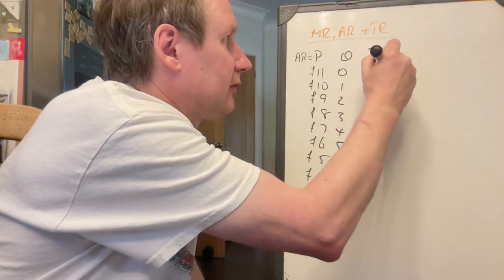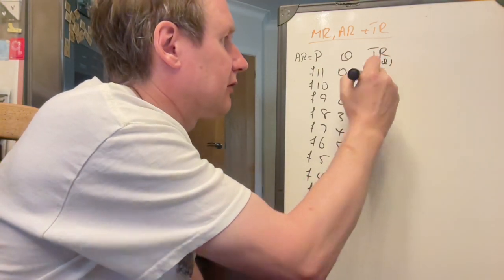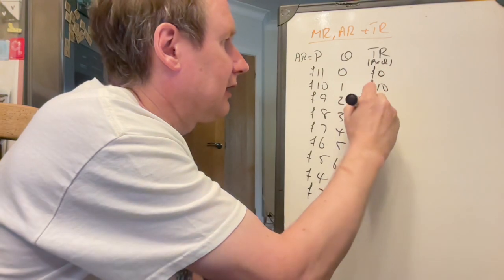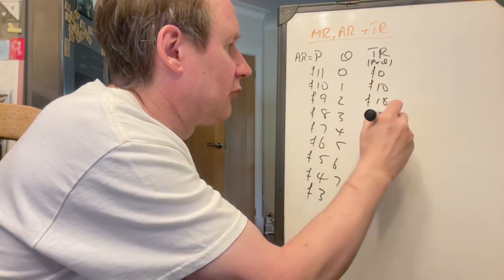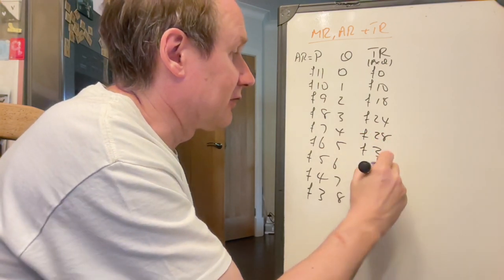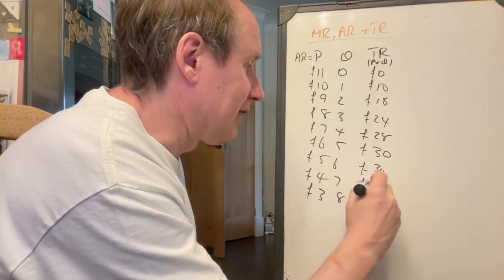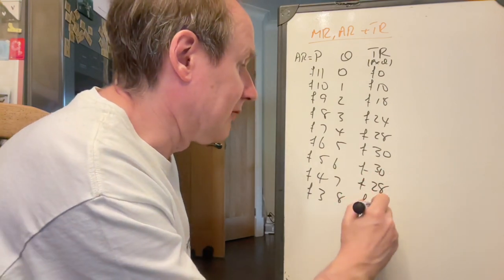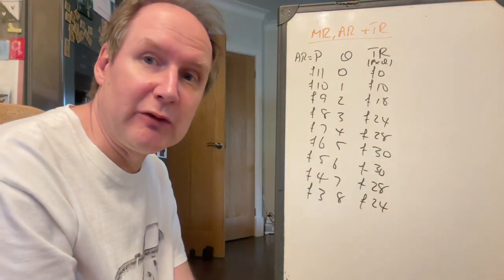So 0 times 11 is 0. 10 times 1 is 10. 9 times 2 is 18. 3 times 8 is 24. 4 times 7 is 28. 5 times 6 is 30. 6 times 5 is 30. Clever that. 4 times 7 is 28. And 3 times 8 is 24.